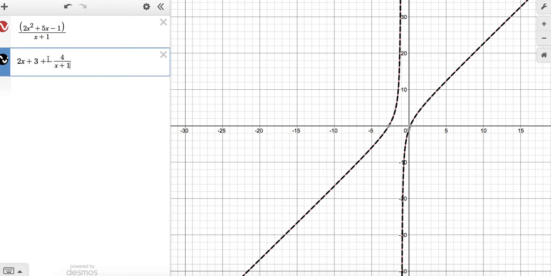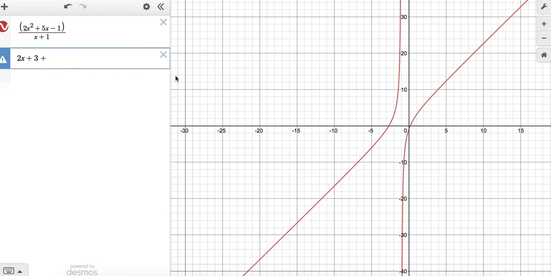But what's happening to this term as x gets really big? Well, as x gets really big, 4 divided by a really, really, really big number is starting to get insignificantly small. So if we start to ignore that, we can see that our original curve is going to start behaving like that straight line. And this is what we call end behavior.